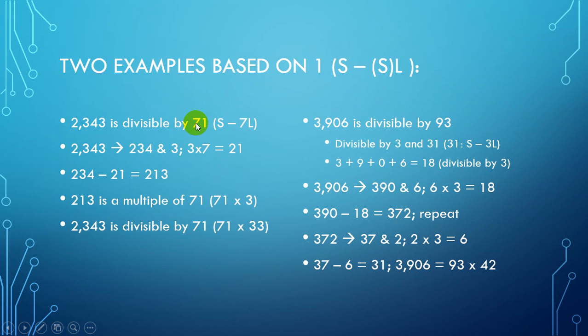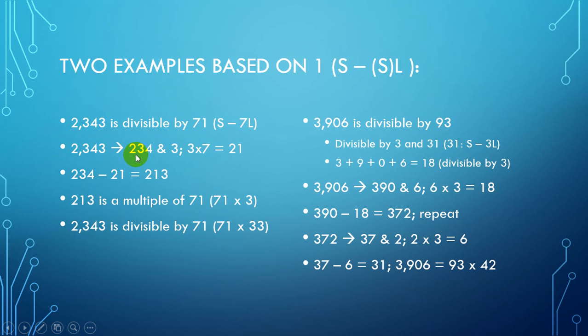So 71, remember the general formula to derive the divisibility for 71, because it ends in a 1, we're going to use this formula. And so S minus 7L, it's just S minus 7L. So how do we apply that here? Well, we take the stem. So 2,343 is divisible by 71. We're going to prove that right here.